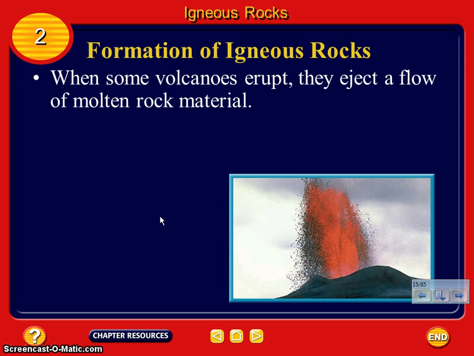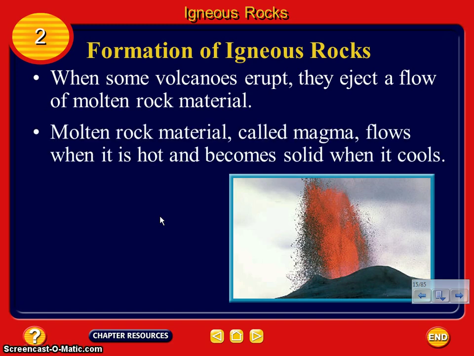So first of all, formation of igneous rocks. Now from the rock cycle, igneous rocks are a type. When lava volcanoes erupt, they eject a flow of molten rock material. So remember, this is the whole process of how these igneous rocks are formed. Now you need to write down everything I say or everything that you see up on the screen, unless I tell you not to.